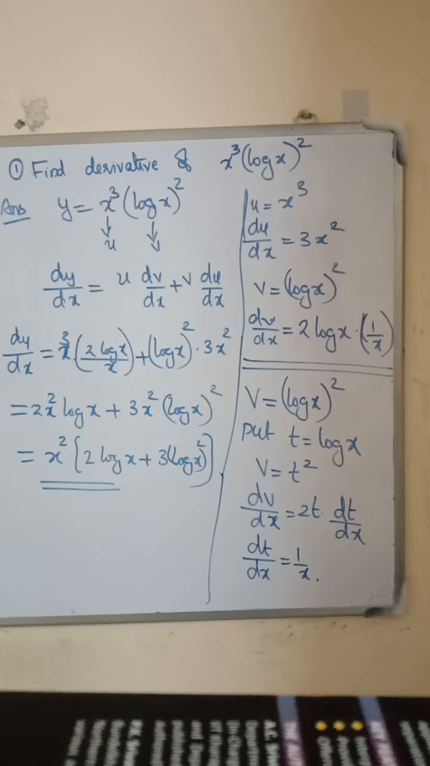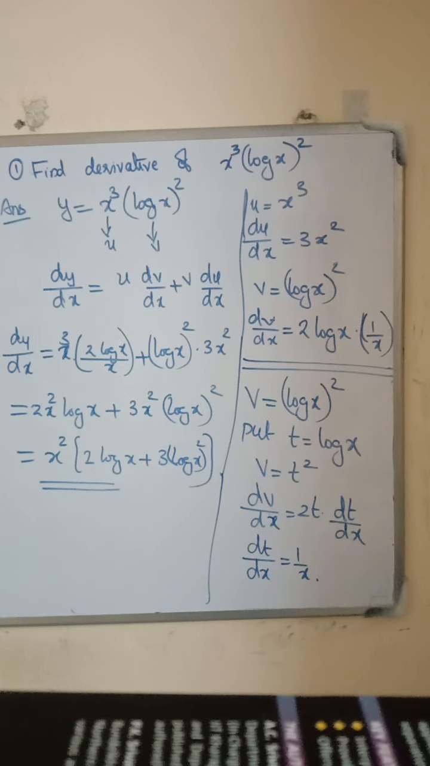With respect to x, we differentiate t, that is dt by dx. We do not write dx by dx, but here v is equal to t square and dv by dx is equal to 2t into dt by dx. Also we know that dt by dx, where t is equal to log x, is 1 by x. Therefore dv by dx is equal to 2 log x into 1 by x.